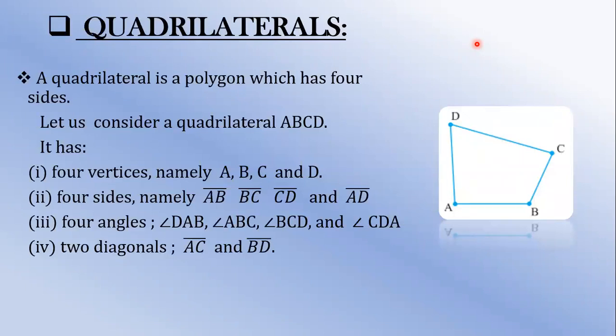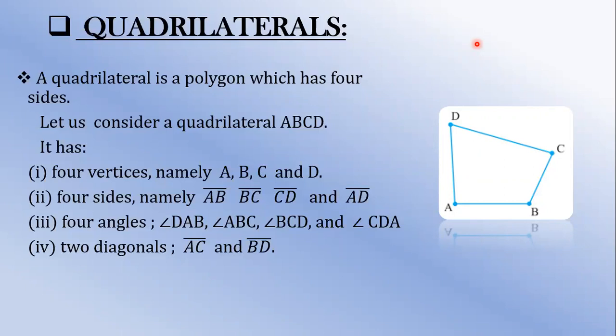What are quadrilaterals? A quadrilateral is a polygon which has 4 sides. Then what do you mean by a polygon? Polygons are closed figures which are made up of line segments, and the simplest polygon is a triangle. A triangle is the simplest polygon, and a quadrilateral is a polygon which has 4 sides. You know, a triangle has only 3 sides, so it is considered the simplest polygon, and a quadrilateral has 4 sides.